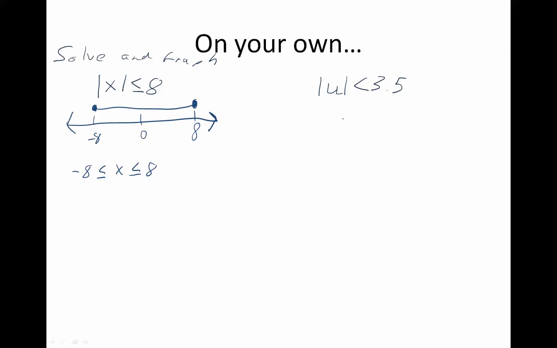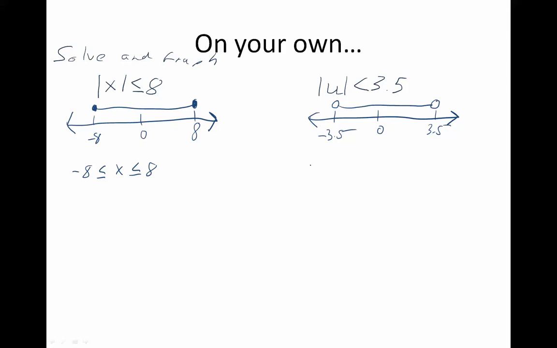The second one, the absolute value of u is less than 3.5. I'm going to make my number line here. 0 in the middle, -3.5 over here, and 3.5 over there. This is saying, where is it less than 3.5? I have an open circle on -3.5 and an open circle on 3.5. Less than is my areas in between again.